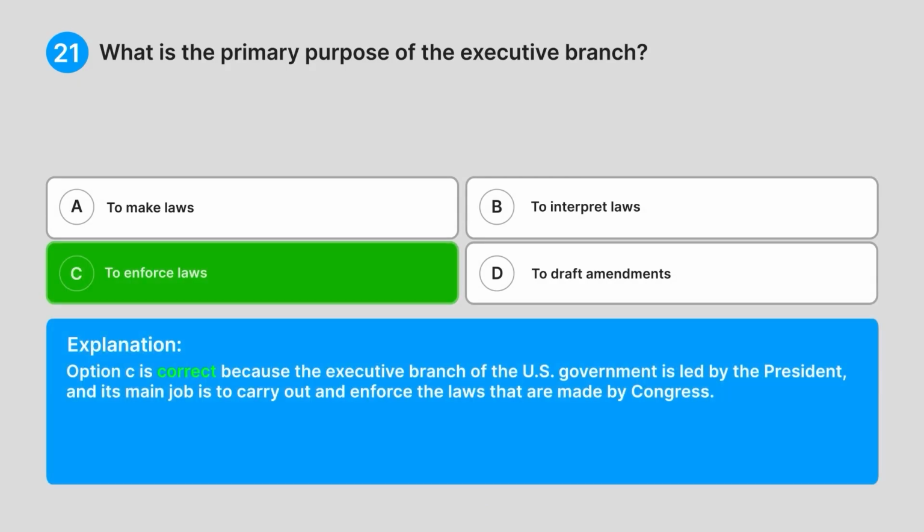Explanation. Option C is correct because the executive branch of the US government is led by the President, and its main job is to carry out and enforce the laws that are made by Congress.